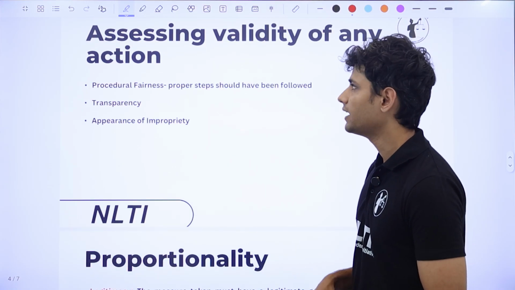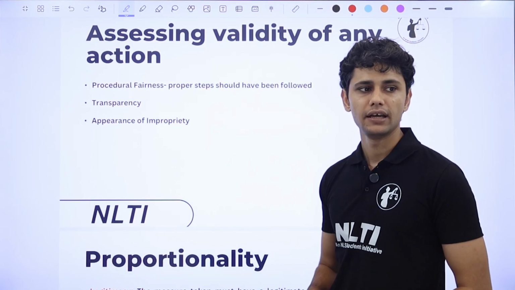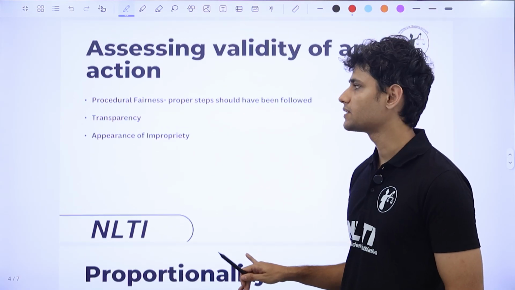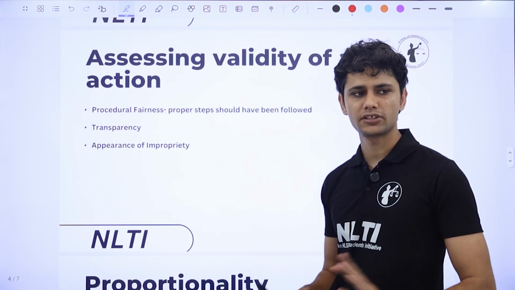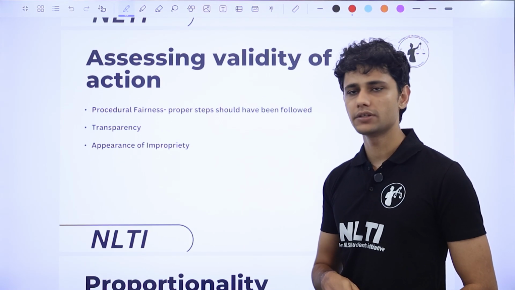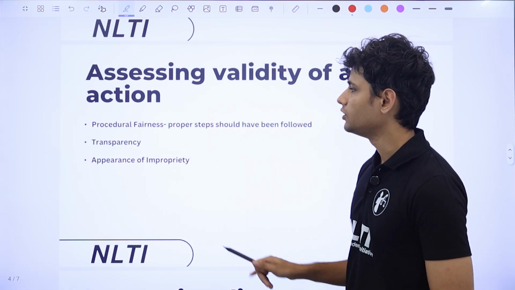When you're assessing the validity of any action, then in those cases these things become very important. Any action, this could be an action taken by an individual or by any other person, then in those cases you should look at these things.